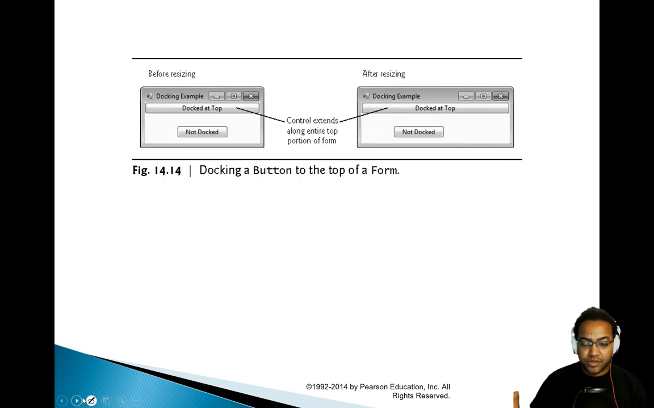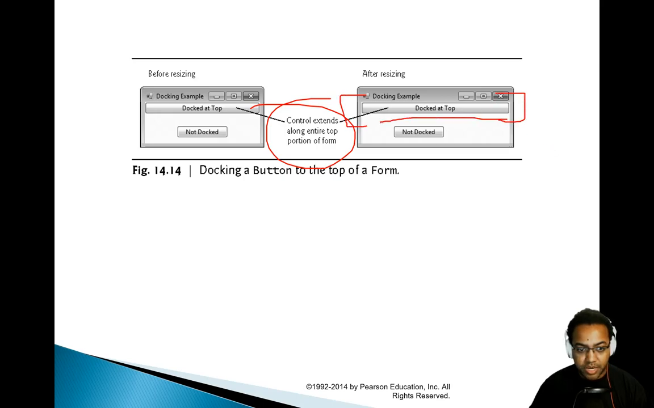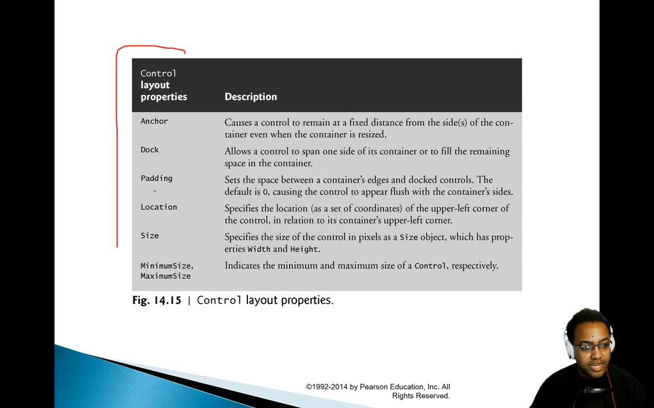So there's padding and there's margins. Margins control how much space is between the outside of an object and whatever is in the container which it is within. Padding controls the inside of the container. So when you do this docking, it'll use up the entirety of the application space based on how you dock it. This is docked horizontally. You can also dock things vertically. And here's Anchor, Dock, and you have Padding, Location, Size, Minimum, Maximum.